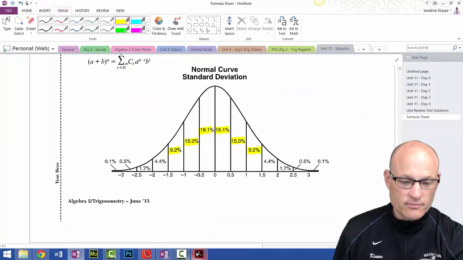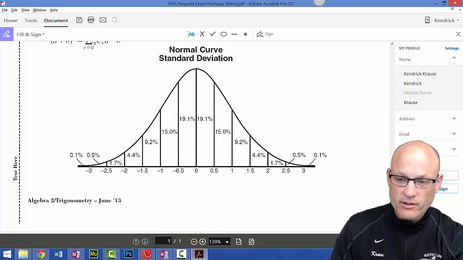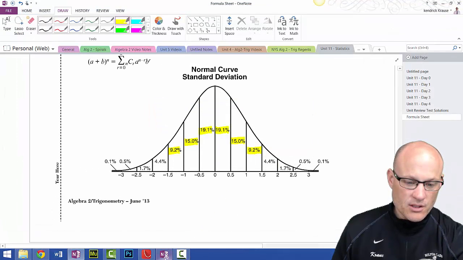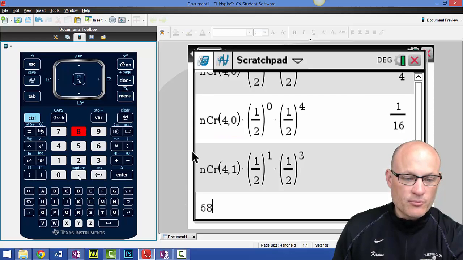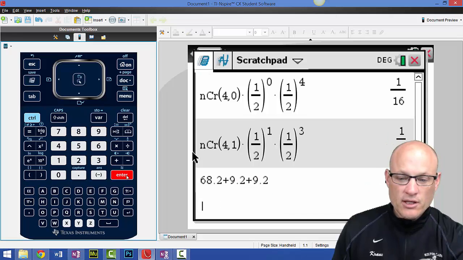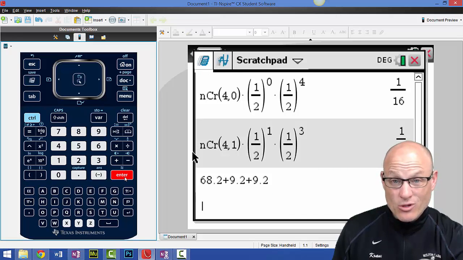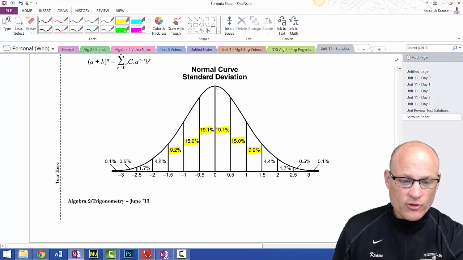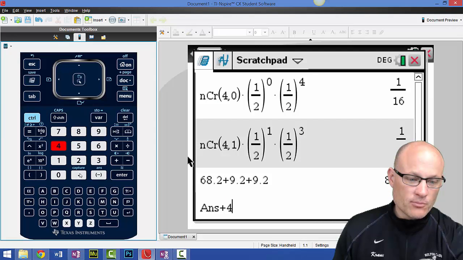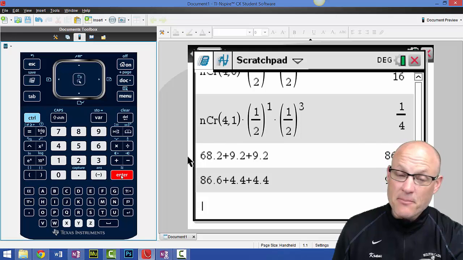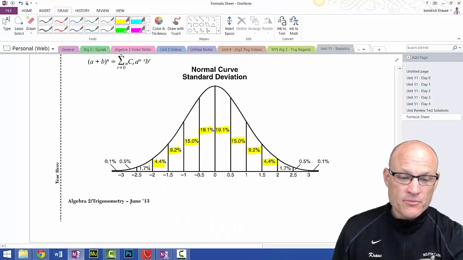So I come over to my calculator. That's not my calculator. Come over to my calculator and I go, okay, 68.2 plus 9.2 plus 9.2. I get 86.6. I'm not where I want to be. I want to be at 95.4. So I'm going to add in this 4.4 and this 4.4. So plus 4.4 plus 4.4 equals, there it is, the magic 95.4. So 95.4 is 2 standard deviations below and 2 standard deviations above.